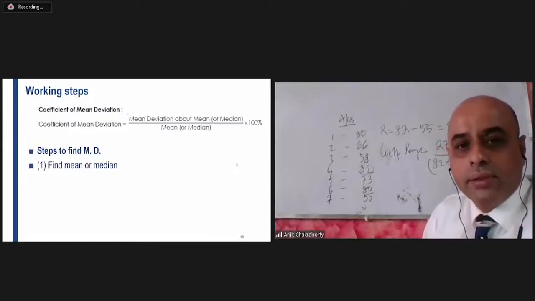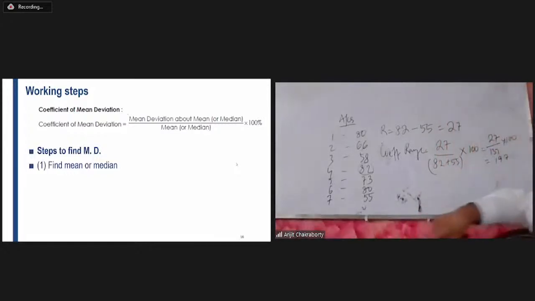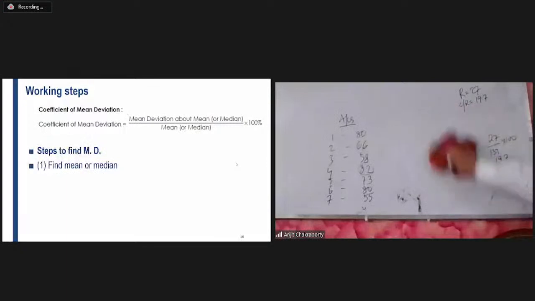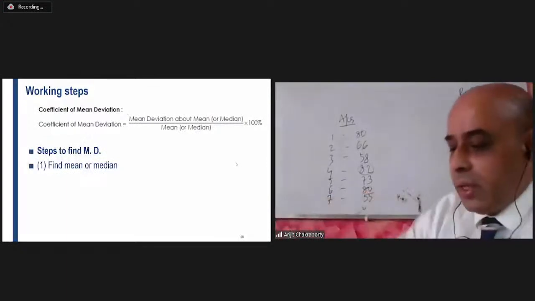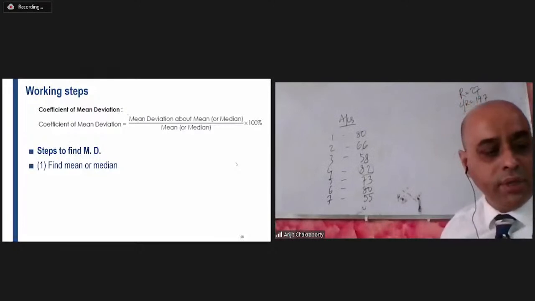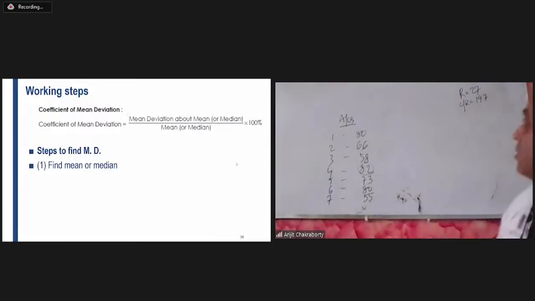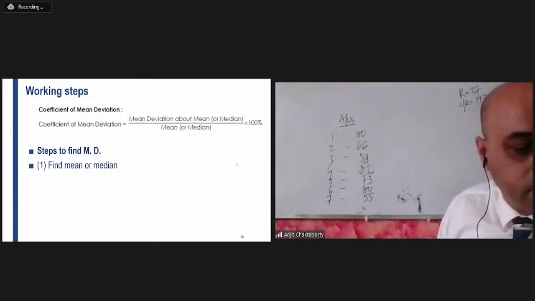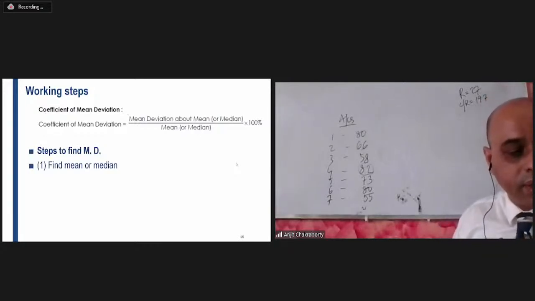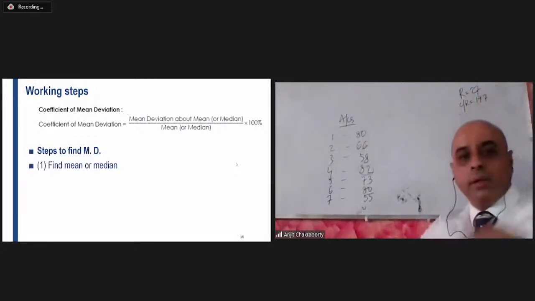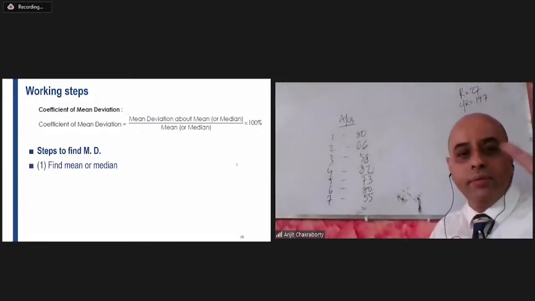So range we have calculated. Now we will calculate the mean deviation. The first part we have done: range is 27, coefficient of range is 19.7. Now we move to the next calculation, on mean deviation. Yes, range is 27. Thank you, Jyoti. Now we will find mean deviation.